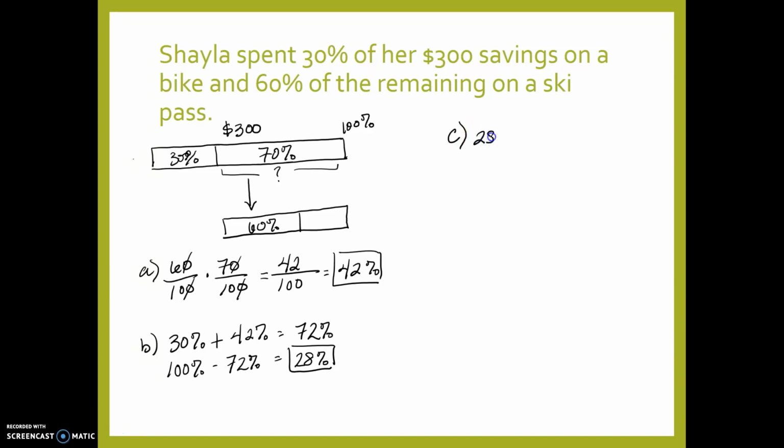So now let's figure out what 28% of $300 is. And we will cross cancel. And now we're left with 28 times 3, which we'll do down here in the corner. So 3 times 8 is 24, and 3 times 2 is 6, plus 2 is 8, so 84. So it looks like she had about $84 left.